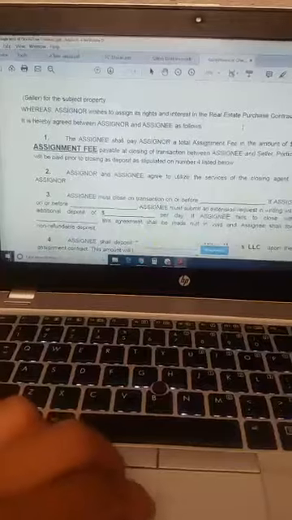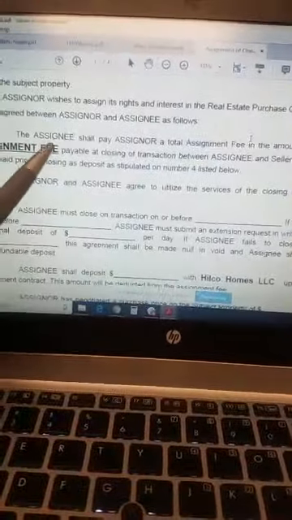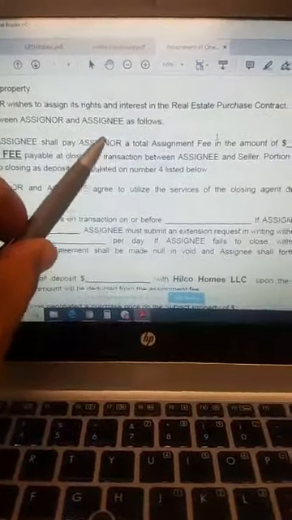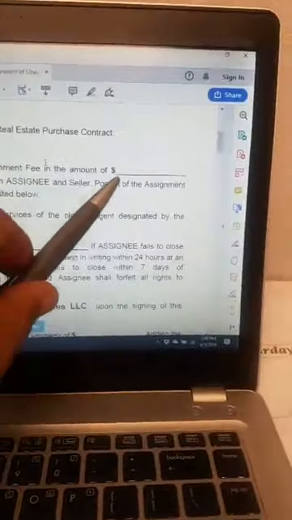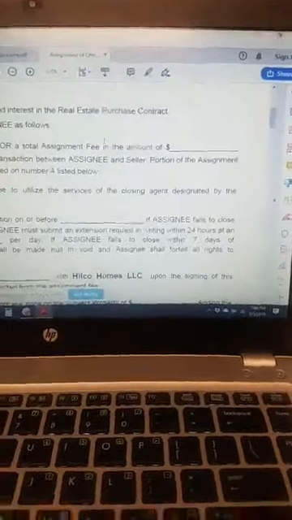Okay, so clause 1, the assignee, which is the end buyer. The end buyer is the assignee. The assigner is you, the wholesaler. Okay, and this line is going to tell you how much your fee is. This is where you get paid. All right.